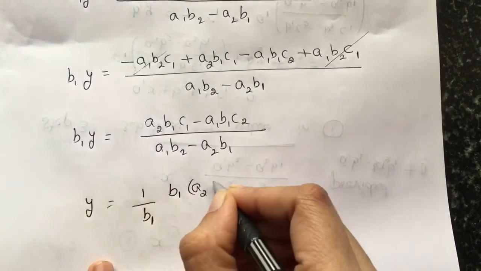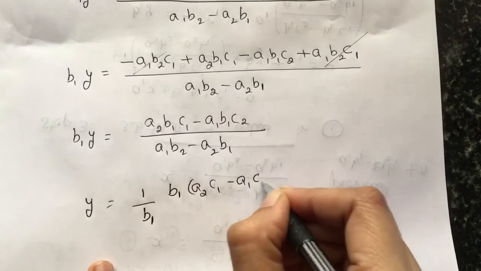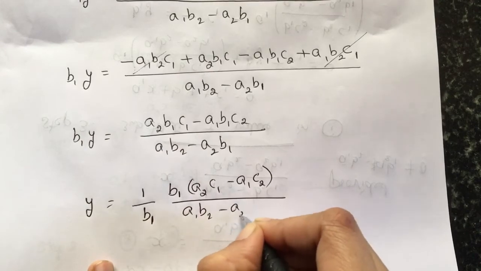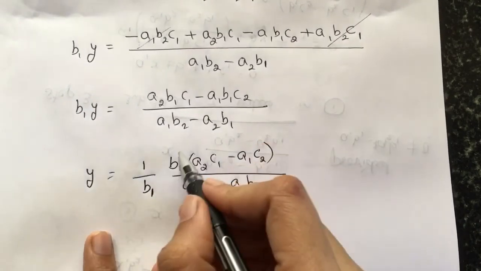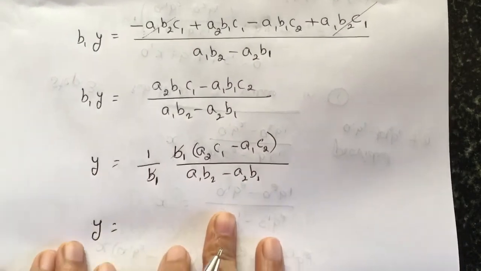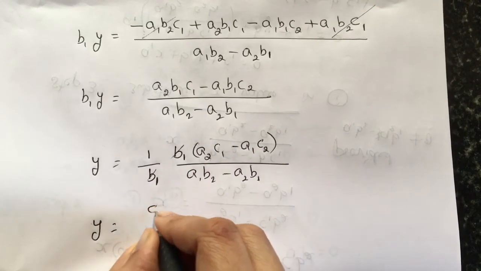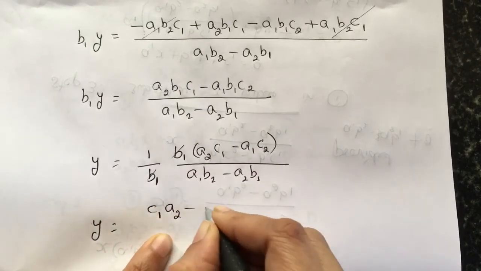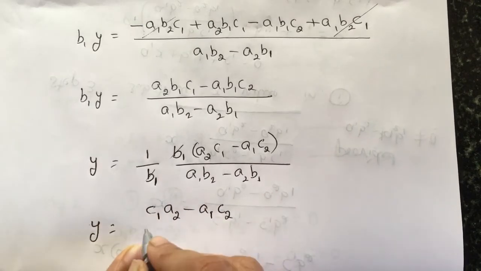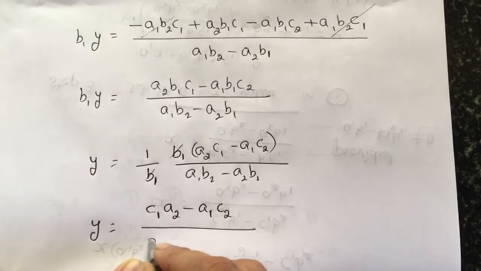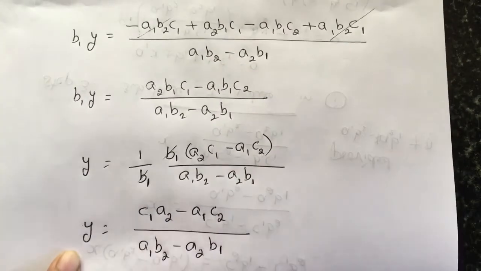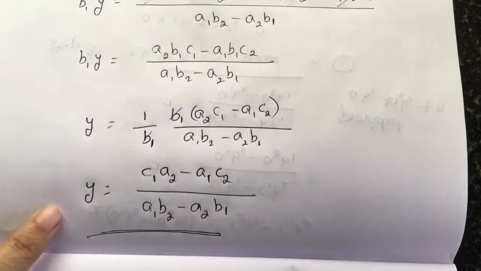b1 into A2 C1 minus A1 C2 divided by A1 B2 minus A2 B1. So B1 will get cancelled. So finally I'm getting the value of y as C1 A2 minus A1 C2, or C2 A1, divided by A1 B2 minus A2 B1, as the value of y.